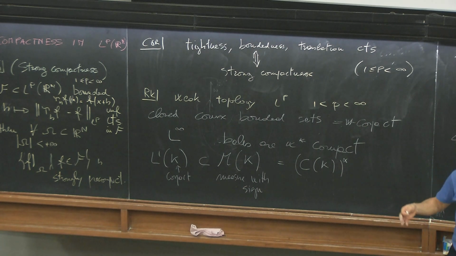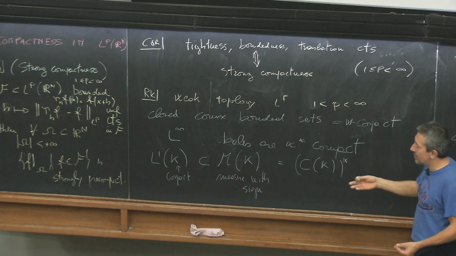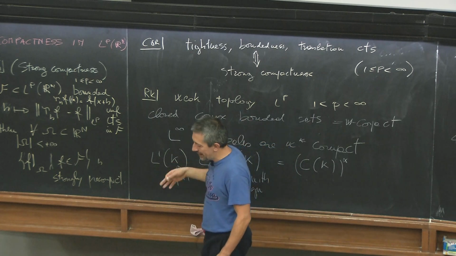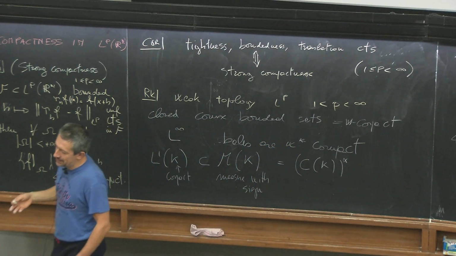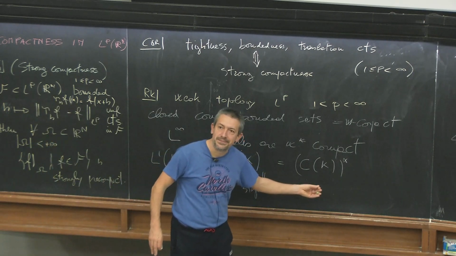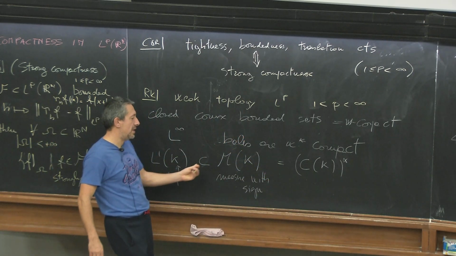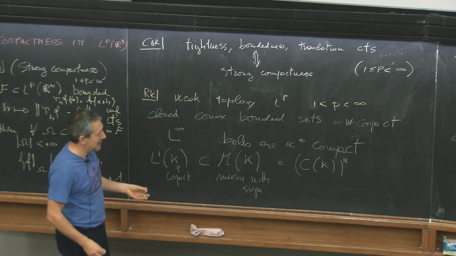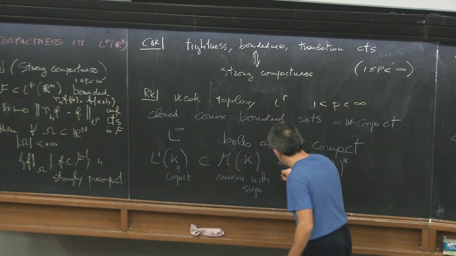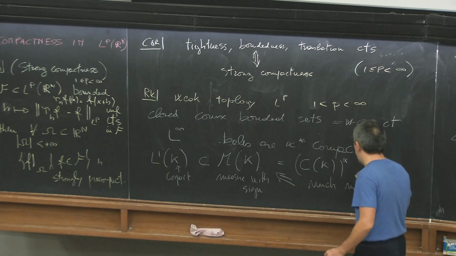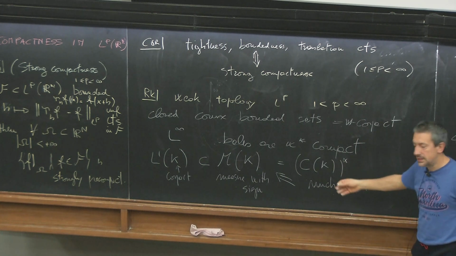However, you see that the closure of L1 compact sets is not complete with respect to this topology, because you can have sequences which converge to a delta. So, indeed, this space is much nicer from the point of view of compactness.